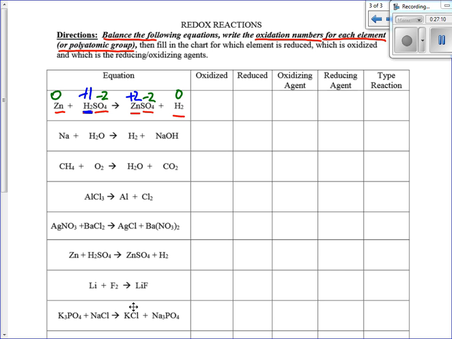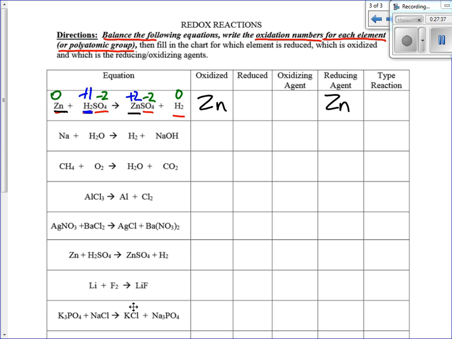Now that we've identified our charges, we can figure out who's being oxidized and who's being reduced based off of the oxidation numbers. Zinc is going from 0 to +2. So zinc is becoming more positive. It's going to be oxidized. So therefore, zinc is also the reducing agent. Good. So you can kind of do those two together.